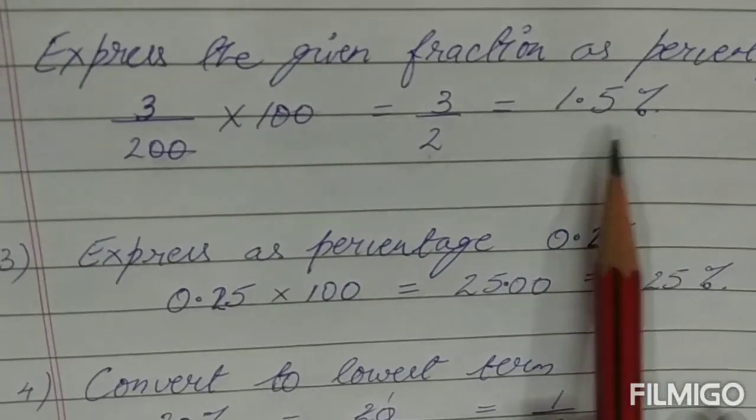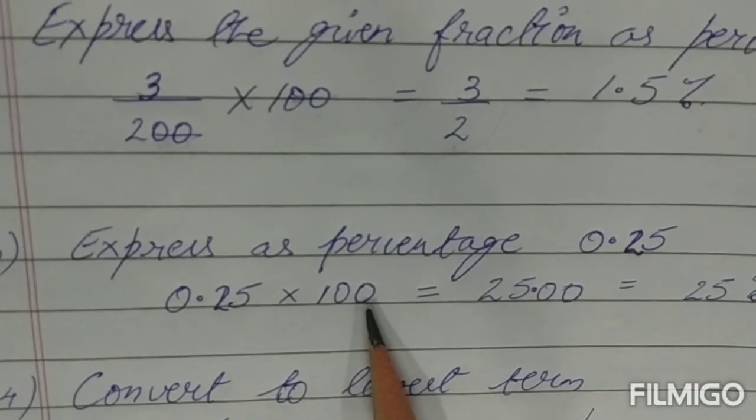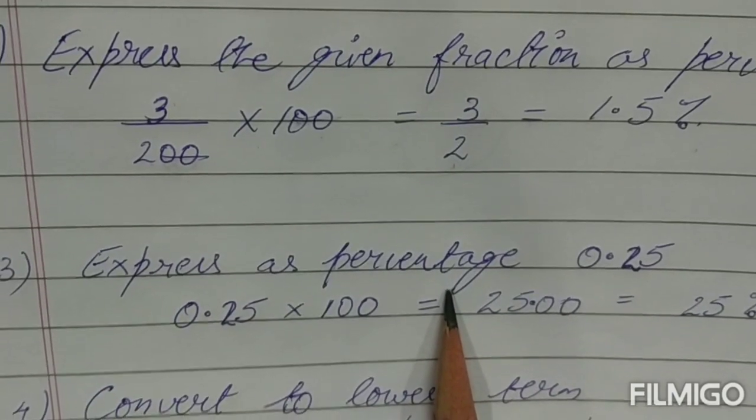So 3 upon 200 is actually 1.5%. Question number 3. Express as percentage. And now it is a decimal number.